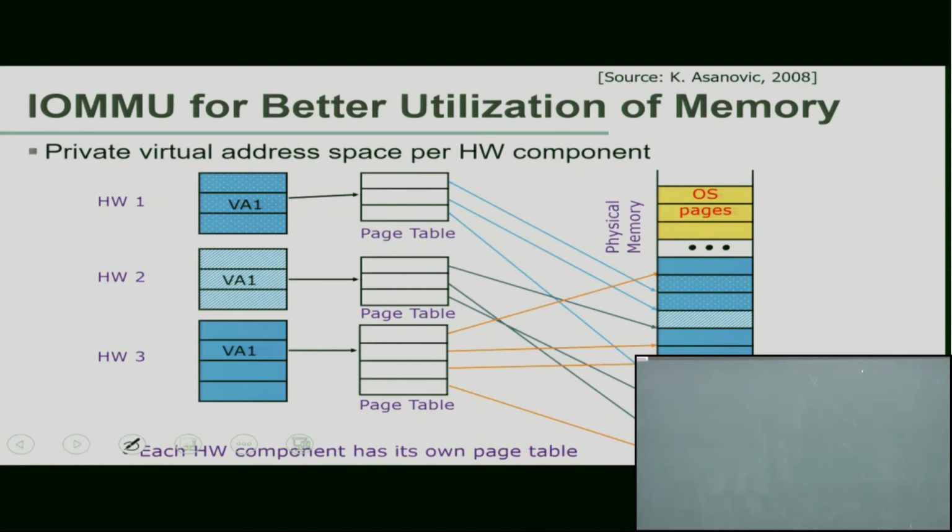Now let's say we have three different hardware modules. Maybe this one is a video codec, maybe this one is an MP3 player, maybe this one is a camera module, and so on. Each hardware module has its own address space, so each has its own page table, and this page table translates virtual addresses to physical addresses in the same way as the CPU page table does. Okay.